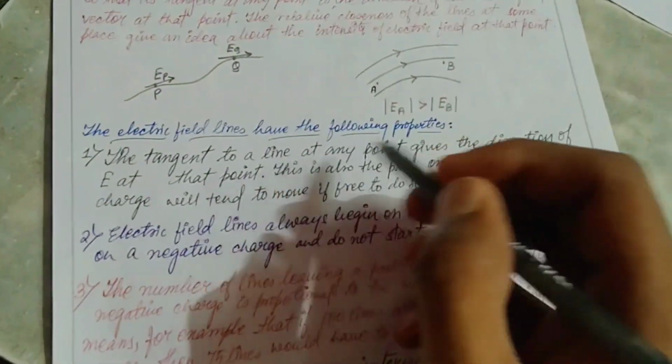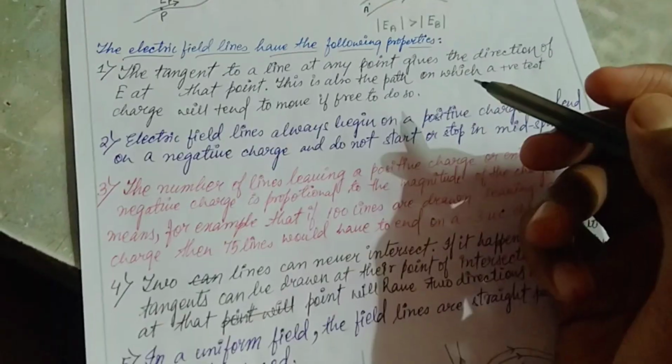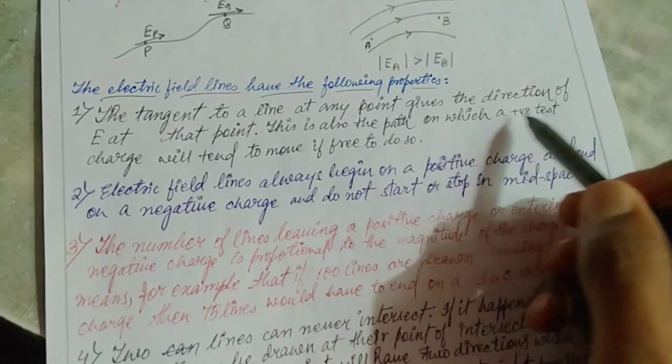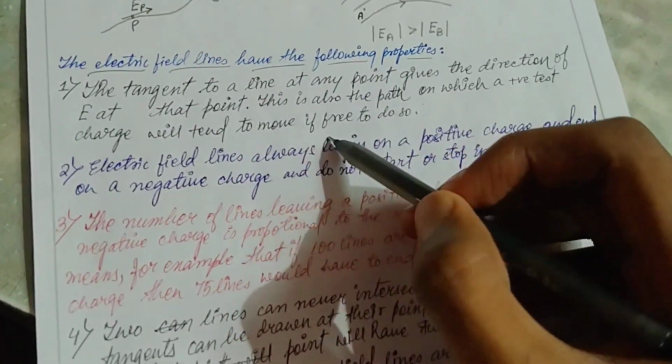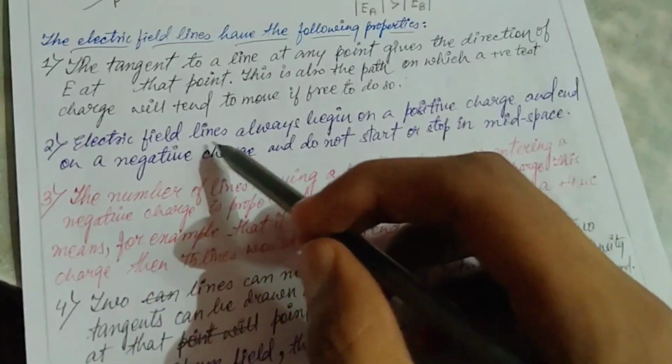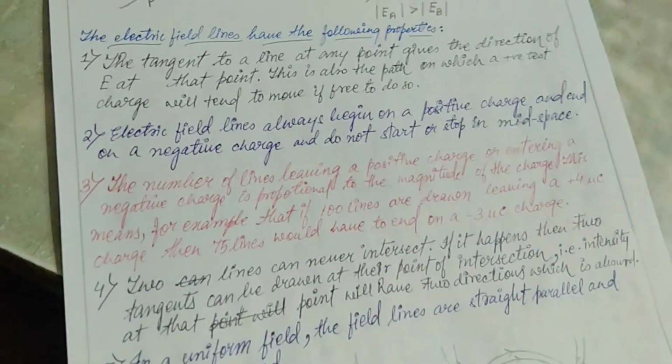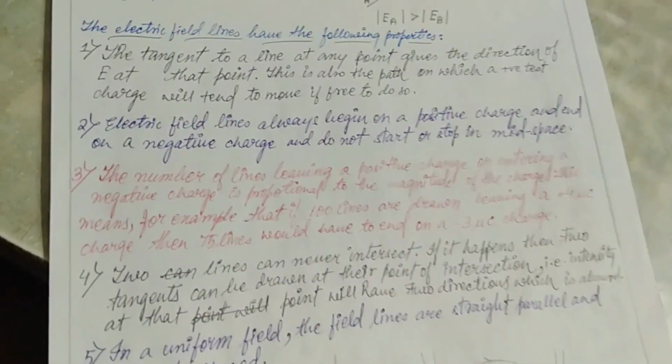Electric field lines have the following properties. The tangent to a line at any point gives the direction of E at that point, as I said. This is also the path on which a positive test charge will tend to move if free to do so. Electric field lines always begin on a positive charge and end on a negative charge, and do not start or stop in mid-space.